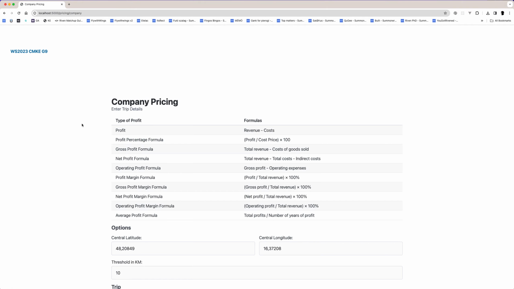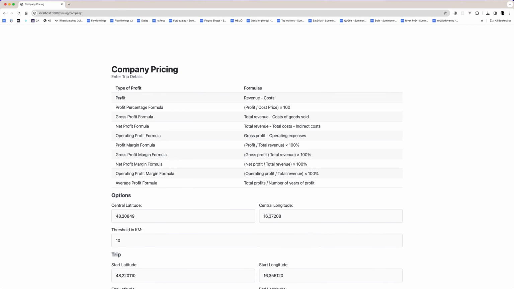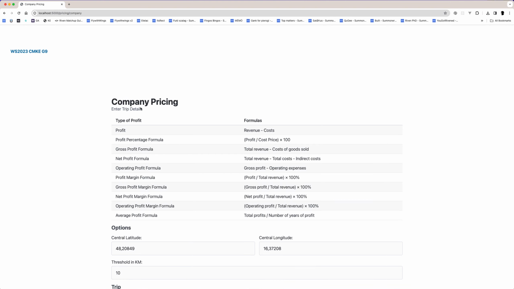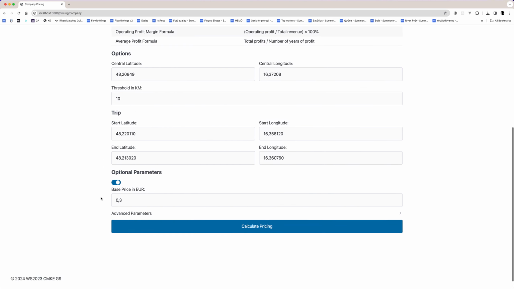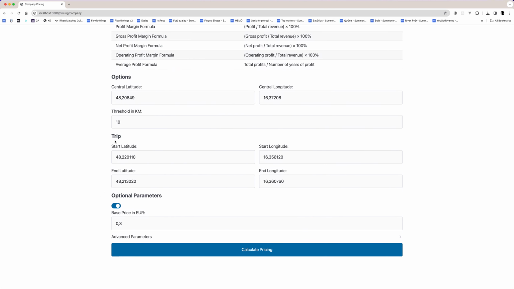Let's jump into the company pricing. First, we have a table showing how all of the specific values, especially for the dynamic price, are calculated. So this tries to optimize the profit. The profit calculates revenue minus costs. And the profit percentage formula is, of course, profit divided by cost price times 100. So here we can see the options which we can set.